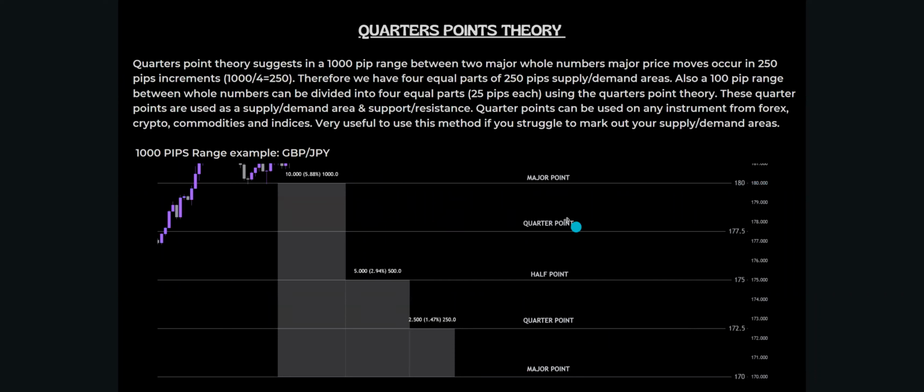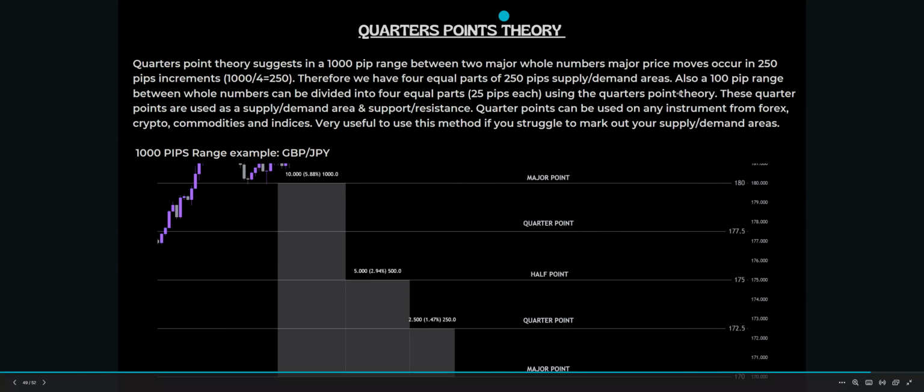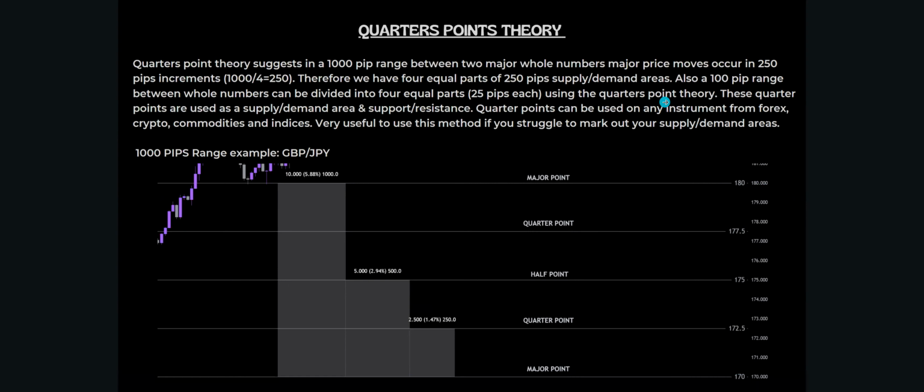Now we're going to look at this in more detail. Yeah. So we look at something called the quarter points theory. Quarter points theory suggests in a 1,000 pip range, right, between two major whole numbers, in this example, we see 170 and 180, those are the major two whole numbers, price moves occur in a 250 pip increment. So price moves in 250 pips at a time. Therefore, we have 4 equal parts of 250 pips. These areas can be used as supply demand.